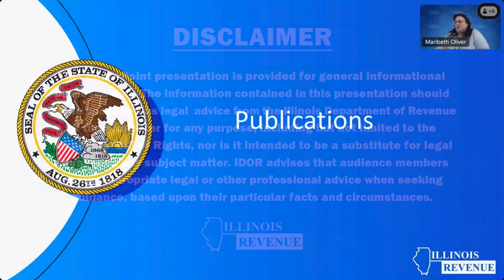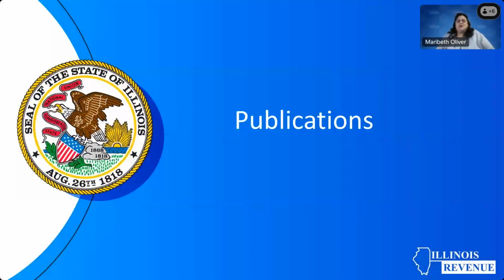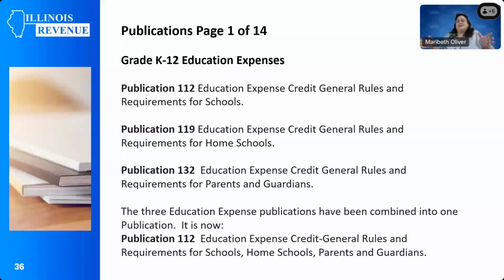With publications, we create them based off of a specific topic. And because we don't want to put all this information in our instructions, because then our instructions will look like the IRS instructions, way too thick, and nobody will read them anyway. So we've had 3 publications that dealt with your kids' education in grades K through 12.